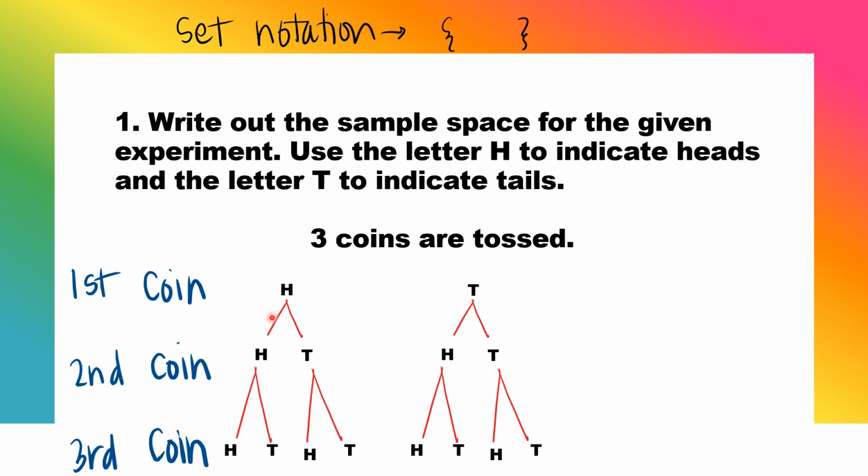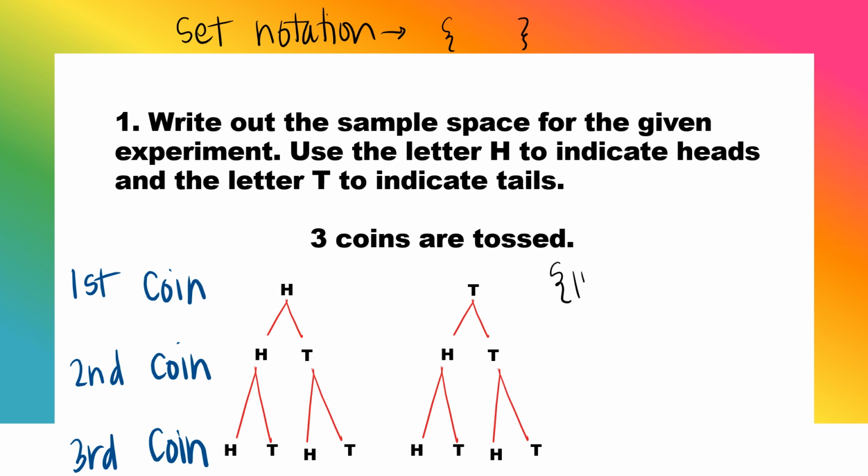Now we're going to write out all of these outcomes. We could have heads, heads, heads; heads, heads, tails; heads, tails, heads; heads, tails, tails. We're just going to write these all out, so do your little set notation.